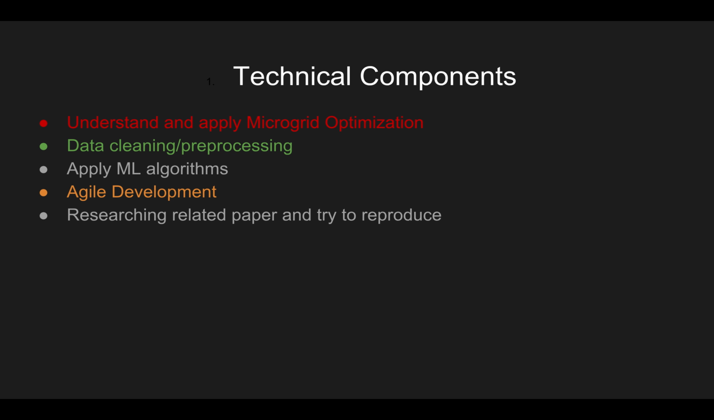We will try to use agile development to improve our team efficiency. We can practice data cleaning skills. In the meantime, we are going to research related papers on microgrid and machine learning algorithms to improve our result. We did not know microgrid optimization before, so it is a challenge for us to figure out the best way to apply machine learning and make full use of the dataset.